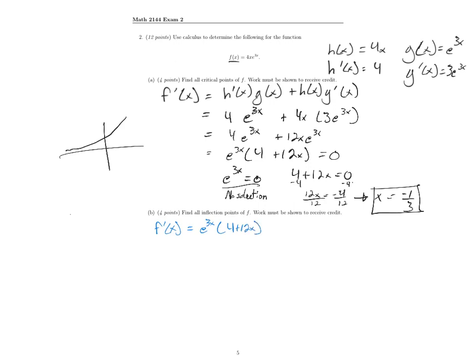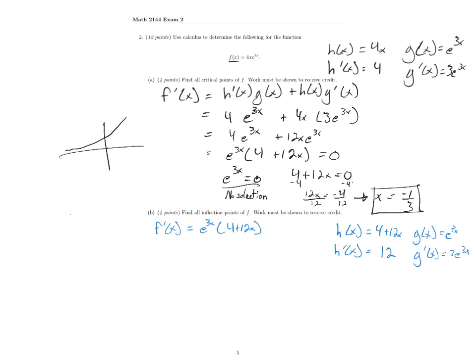So the thing to note here is that we have something that is once again a product of functions, so we're going to have to use the product rule. So let's jump over here and call h of x 4 plus 12x. So h prime of x is going to equal 12. And let's call g of x, once again, e to the 3x. So similarly, as above, g prime of x will equal 3e to the 3x.